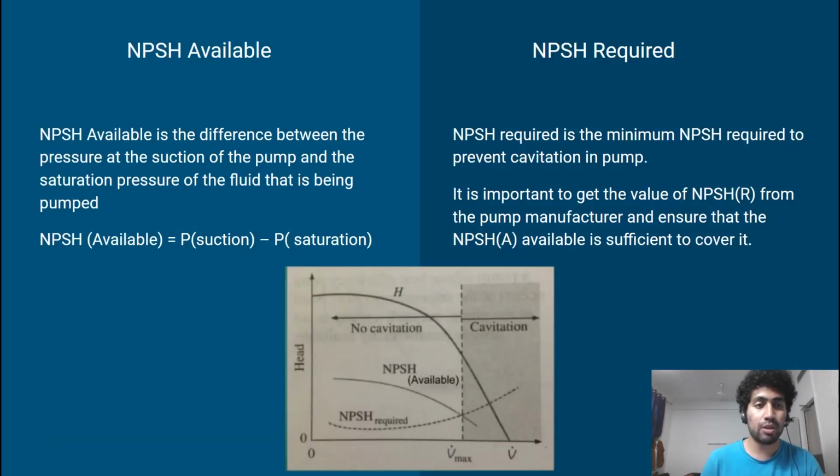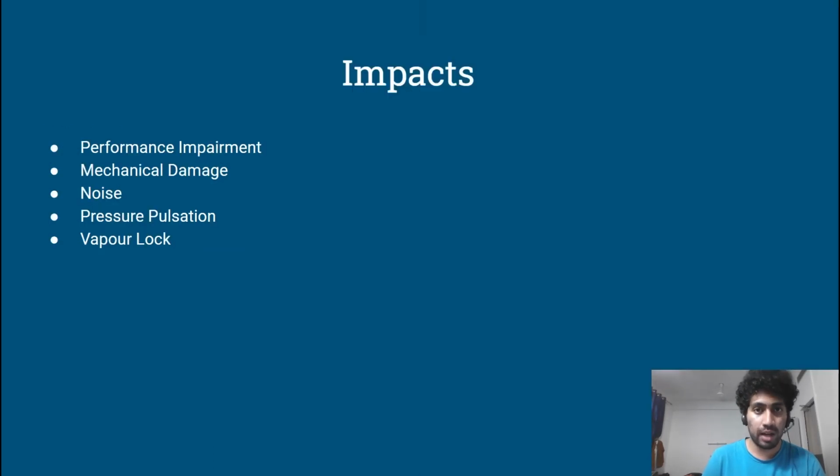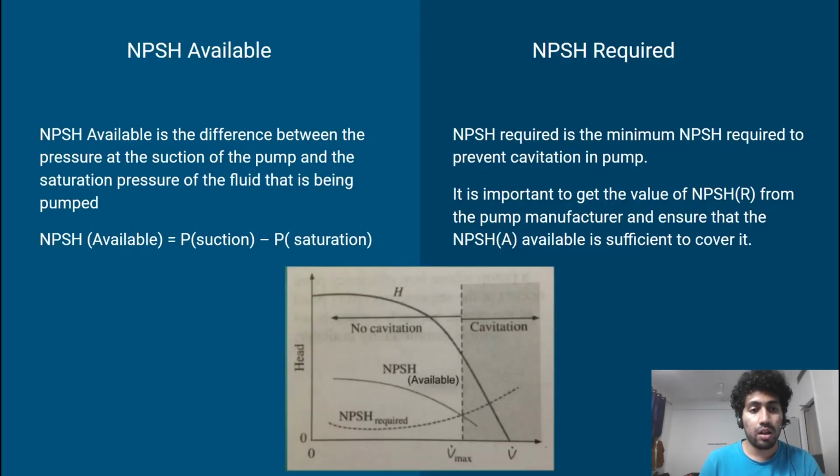Now there are two types of NPSH, NPSH available and NPSH required. NPSH available is the difference between the pressure at the suction of the pump and the saturation pressure of the fluid that is being pumped. And NPSH required is the minimum NPSH required to prevent cavitation in the pump. NPSH available is calculated with the help of this formula, and NPSH required is provided by the pump manufacturer, and it is our duty to ensure that NPSHA, available, is sufficient to cover it.